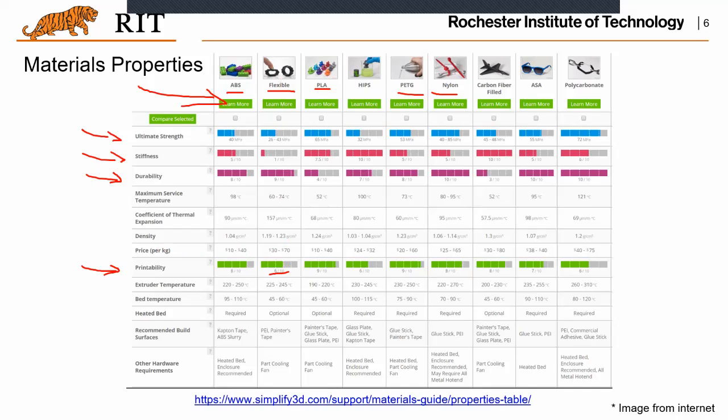Also, the temperature setup will be different for different materials, right? And you want to heat up the printing bed as well, and there's a setup for the bed temperature. So that's the important thing you want to look at when you use the printer to print using different materials.